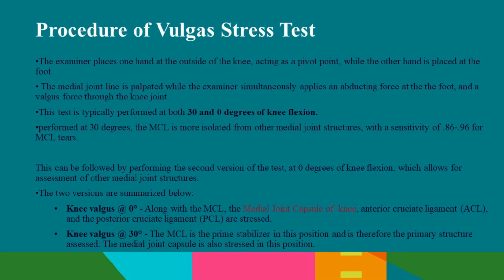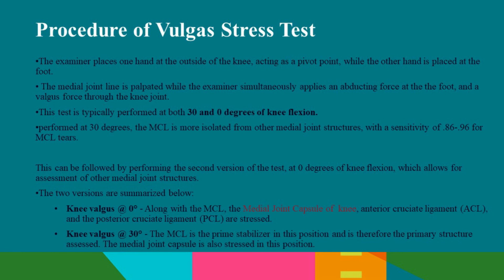Performed at 30 degrees, the MCL is more isolated from other medial joint structures, with a sensitivity of 86 to 96 percent for the MCL test. This can be followed by performing the second version of the test at 0 degrees of knee flexion, which allows for assessment of other medial joint structures. The two versions are summarized below.